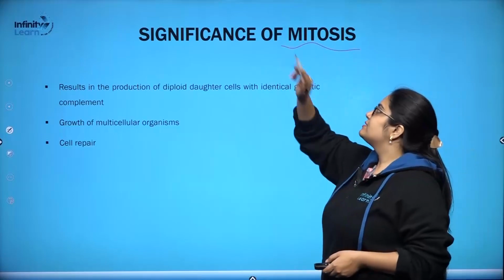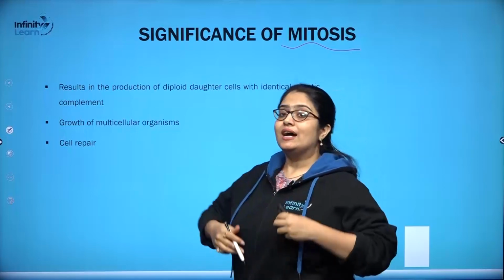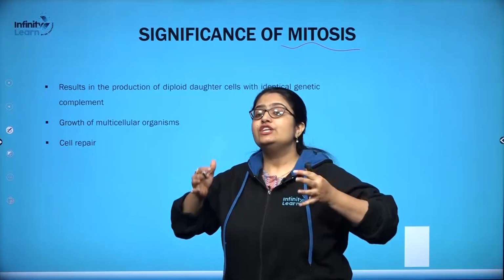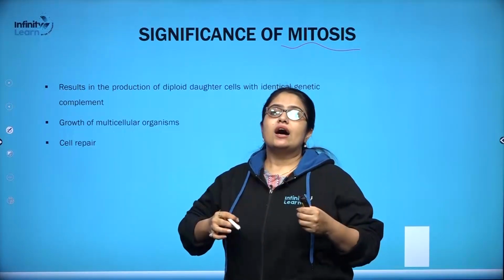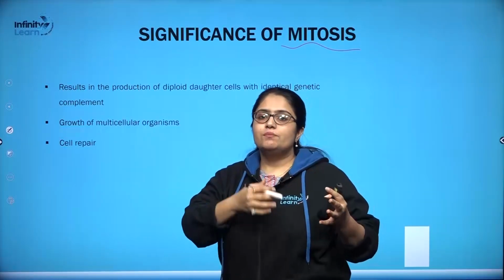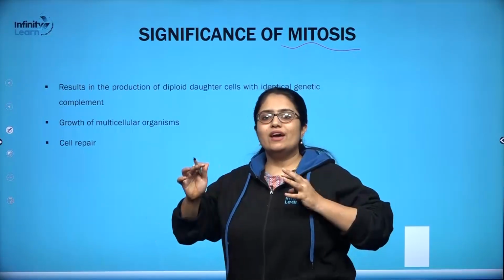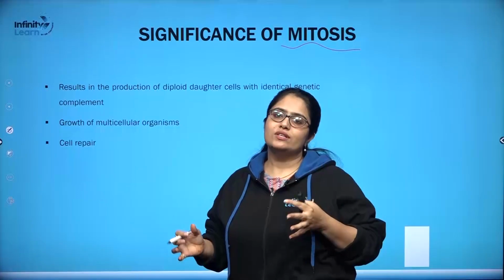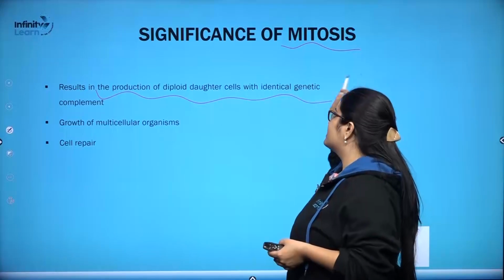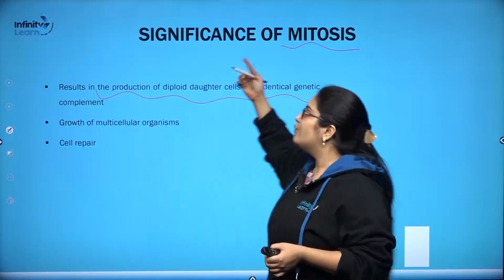Now let's talk about the significance of mitosis. Whenever an organism needs to produce cells which are identical to the parental cell, whenever a diploid organism needs to produce diploid cells or a haploid cell needs to produce another haploid cell, whenever the ploidy needs to be maintained, my dear students, mitosis can take place. So it results in the production of diploid daughter cells with identical genetic material. So whenever identical daughter cells need to be produced, we can go with mitosis.